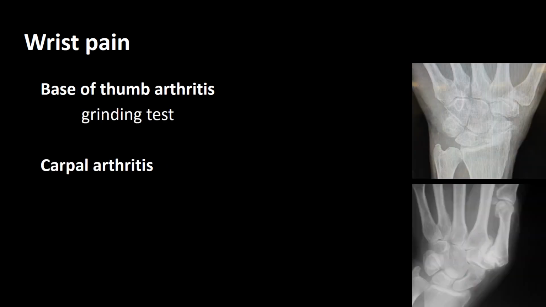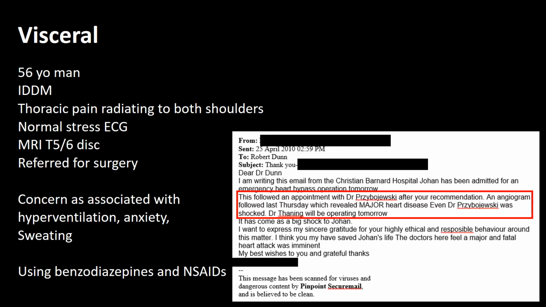Other causes of wrist pain can be base of thumb arthritis, which can be demonstrated with a grinding test of the thumb, or carpal arthritis itself. Pain can also be referred from the visceral organs.